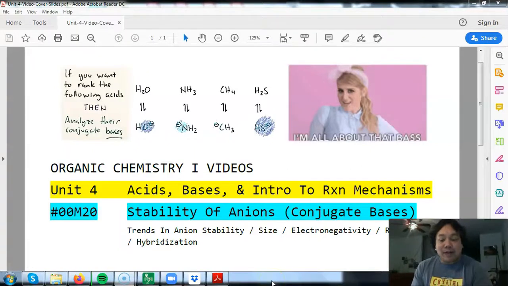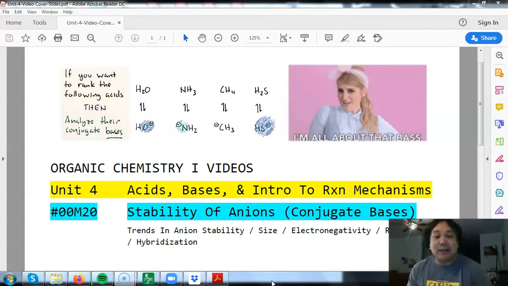Hi everyone. In continuing our discussion on acids and bases in Unit 4, I want to go over a strategy to decide what acids are very strong acids and what acids are very weak acids. So in a typical exam, you may be asked, here are four acids, arrange them in order of acidity from maybe most acidic to least acidic.